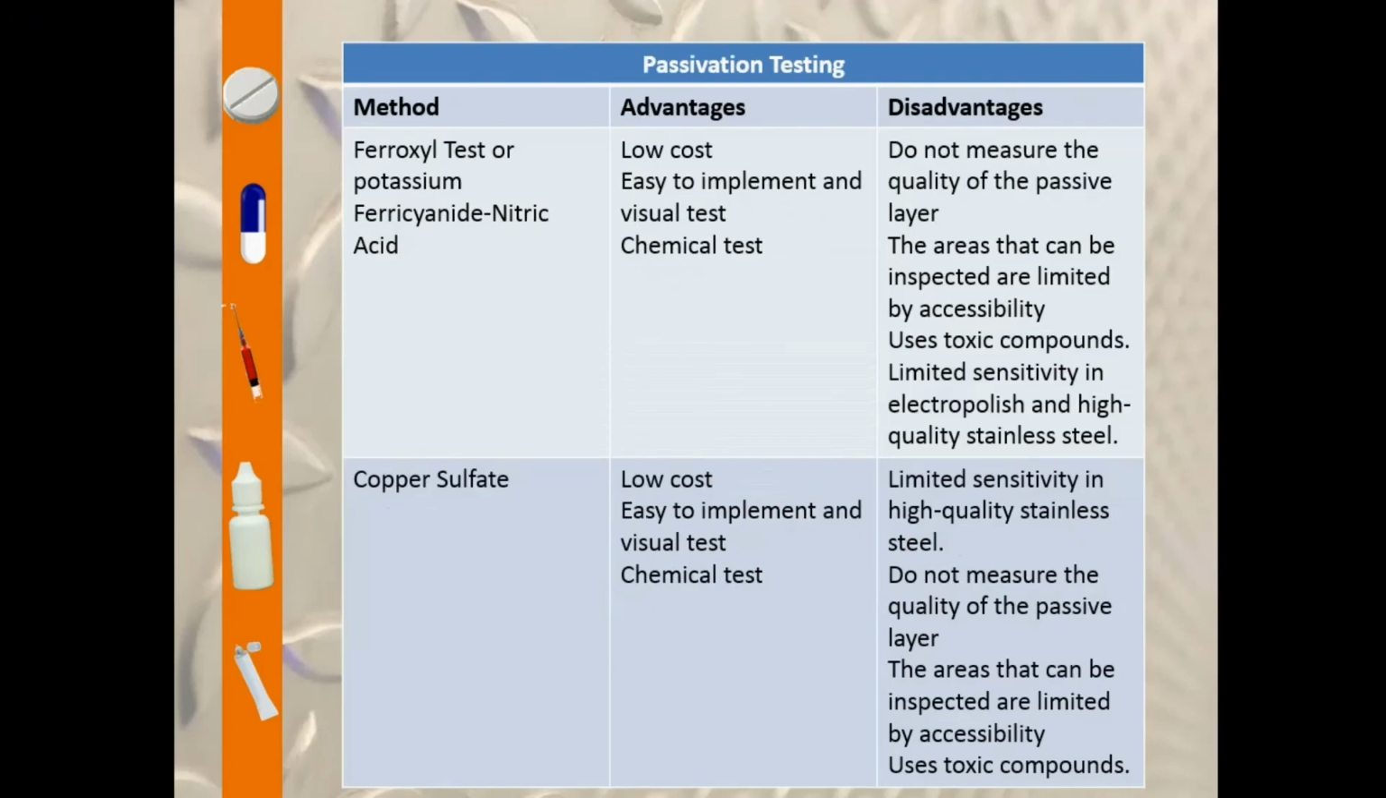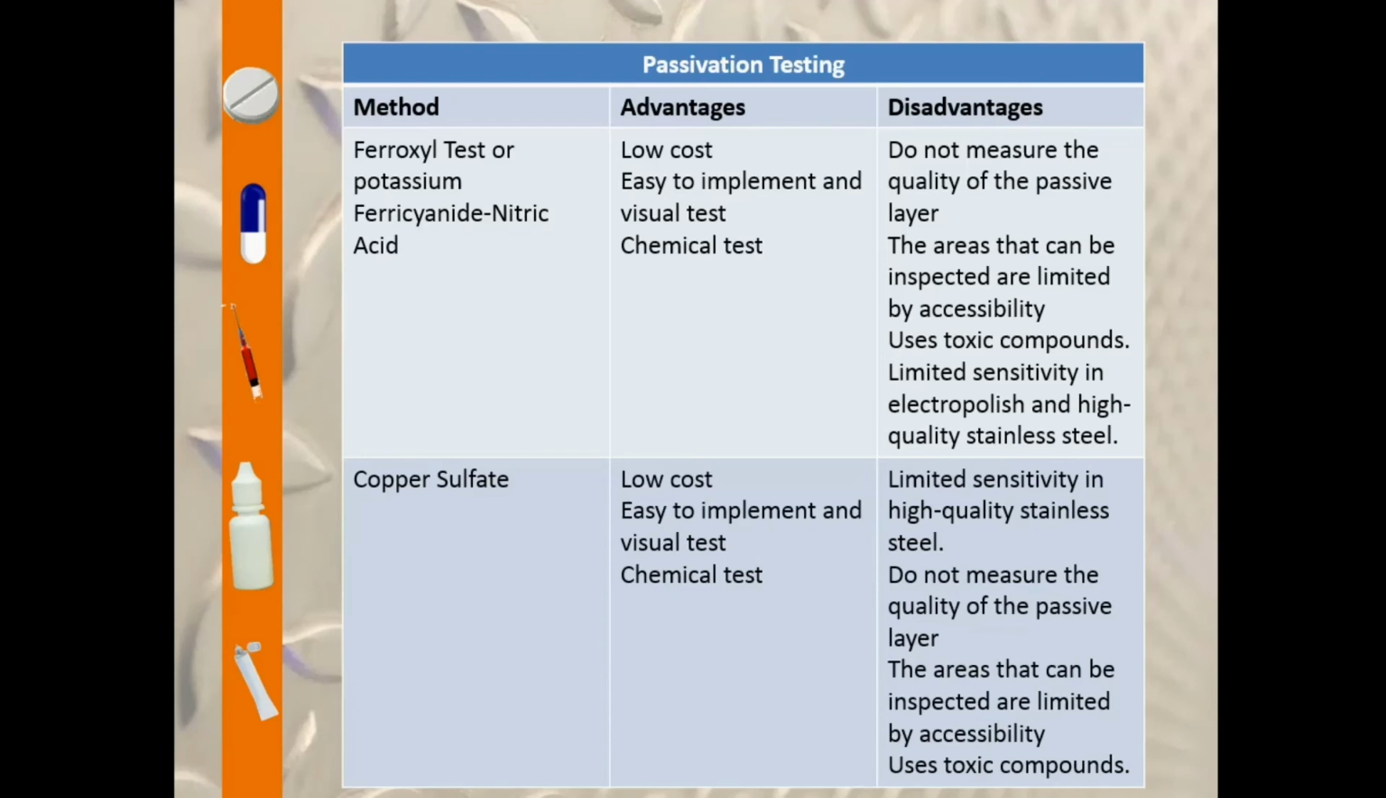The ferroxyl test and the potassium ferricyanide nitric acid test are two versions of the same reaction. They are probably the most used tests to confirm the passivation of stainless steel. A positive test detects the free iron on metal surface, forming a blue compound. This test is easy to do at a low cost. Unfortunately, the chemicals are toxic, so a good practice is to perform the test in coupons that are not part of our equipment. It is a pass-fail test. It does not provide evidence about passivation quality, and on electropolished metal does not provide the required sensitivity.